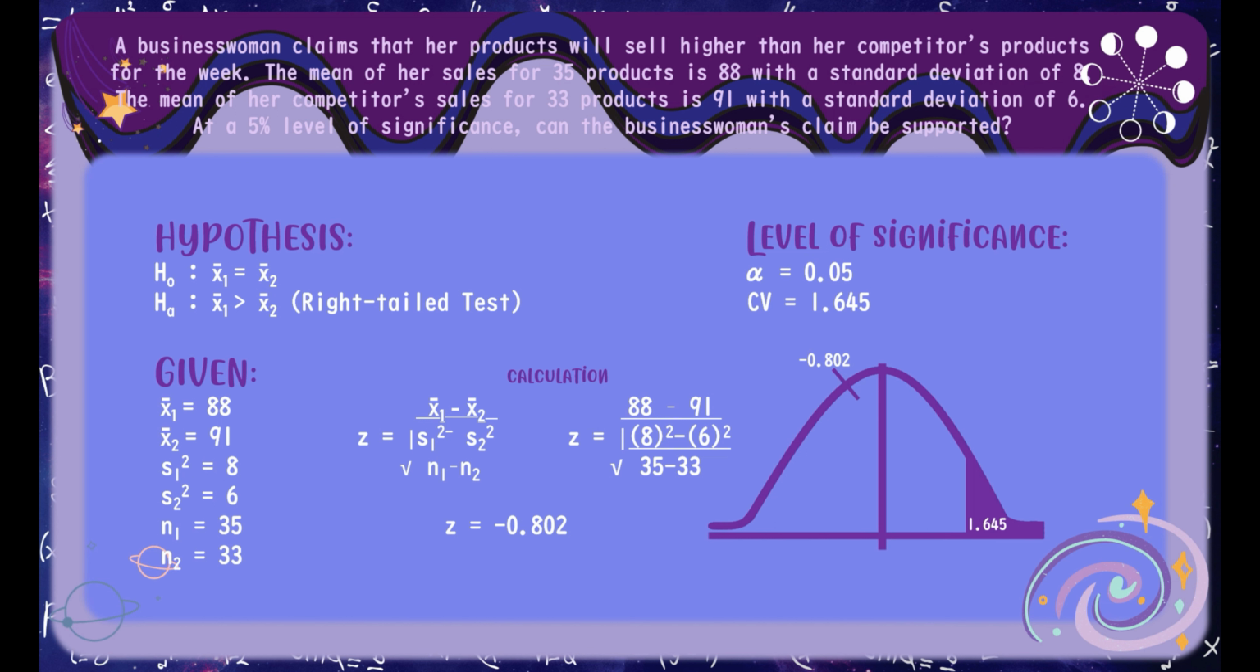Given. Sample mean 1 is equal to 88. Sample mean 2 is equal to 91, standard deviation 1 squared is equal to 8, standard deviation 2 squared is equal to 6, sample size 1 is equal to 35, and sample size 2 is equal to 33.